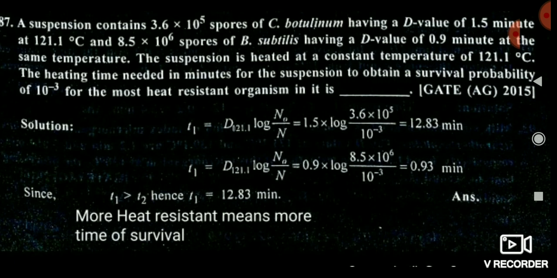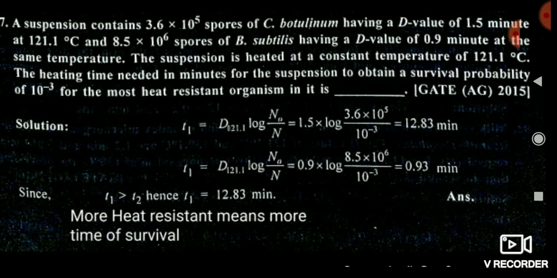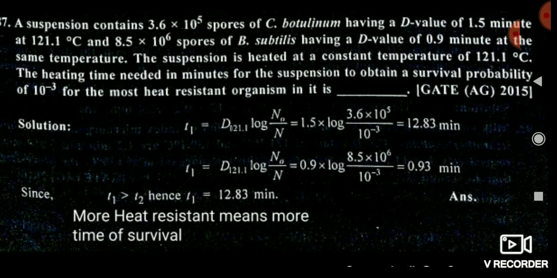Suppose I am saying something is most heat resistant, or some person is most heat resistant, or some microorganism is most heat resistant. It means that microorganism, that person, that thing has more time of survival, means it can survive up to more time, means the processing time for that material is more.